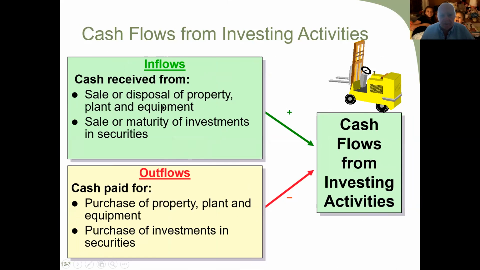Cash flows from investing. Inflows. Hey, we sell some old equipment. We sell a bond we purchased. We sell stock. Outflow, we buy these things. We buy stock, we buy a bond, some kind of security. We buy a forklift.